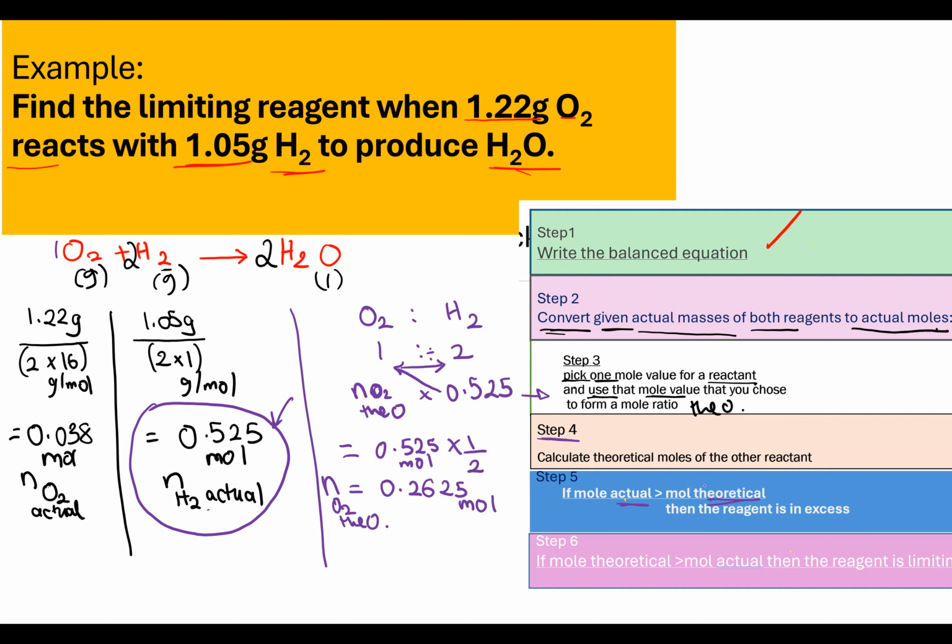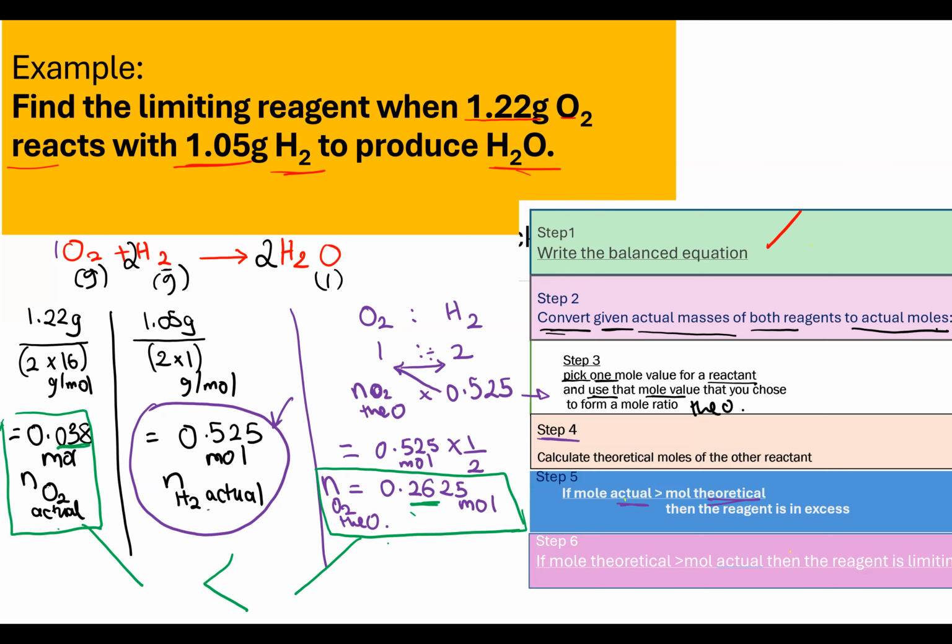Then make a comparison between the actual and the theoretical. So I'm going to use another color here just to highlight. My theoretical oxygen moles are over here, and my actual moles of oxygen are over here. So you highlight for yourself and make your comparison. Okay, so we're going to compare these two values. Which one is bigger, the actual or the theoretical? It seems like the actual is bigger because this value is bigger than this value.